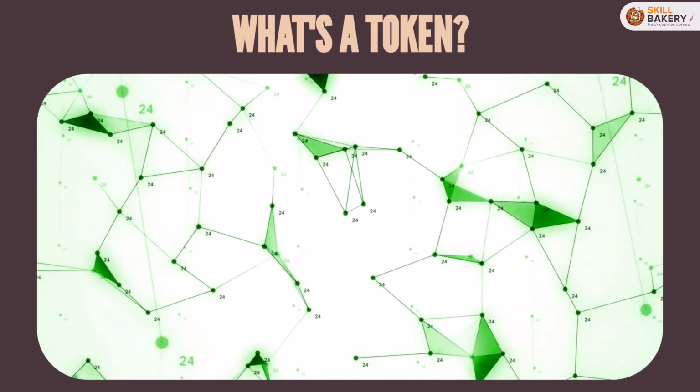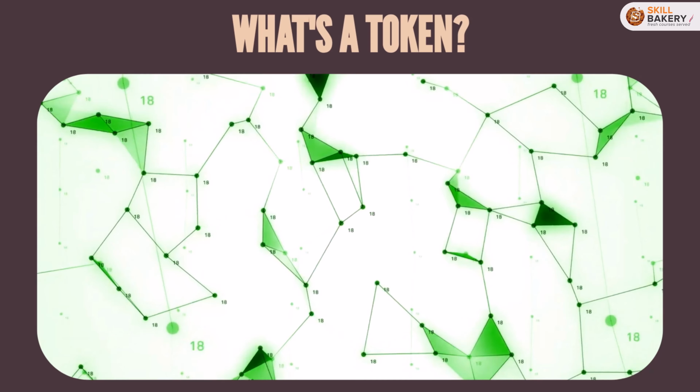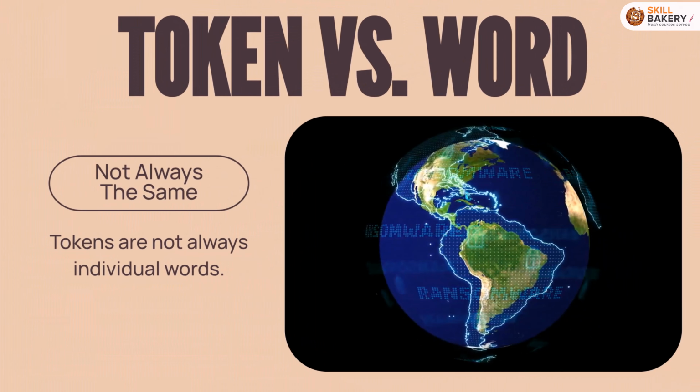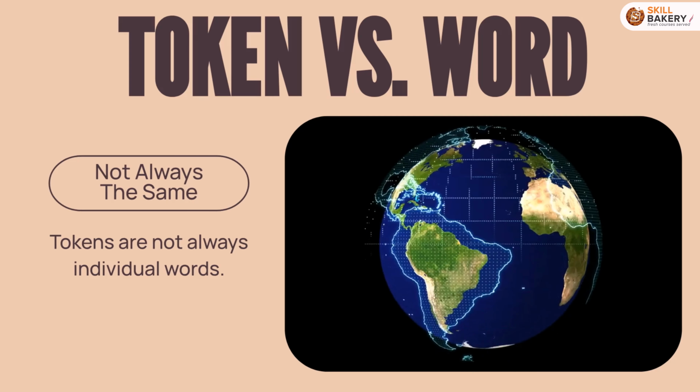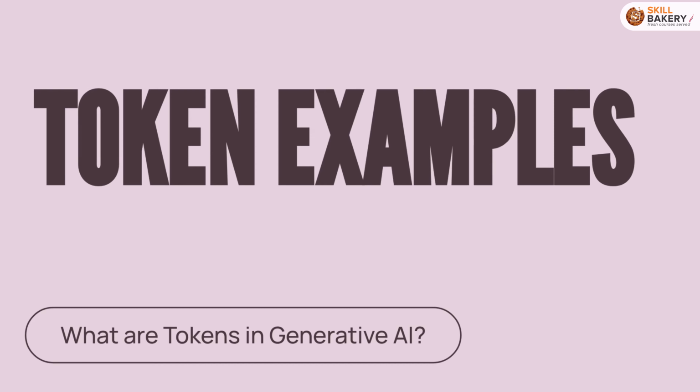Simply put, a token is a small unit of text that a large language model can easily understand and process. Unlike words, which are distinct units of meaning, tokens can be parts of words, whole words, or even punctuation. Let's look at some examples to clarify how words can be broken down into tokens.